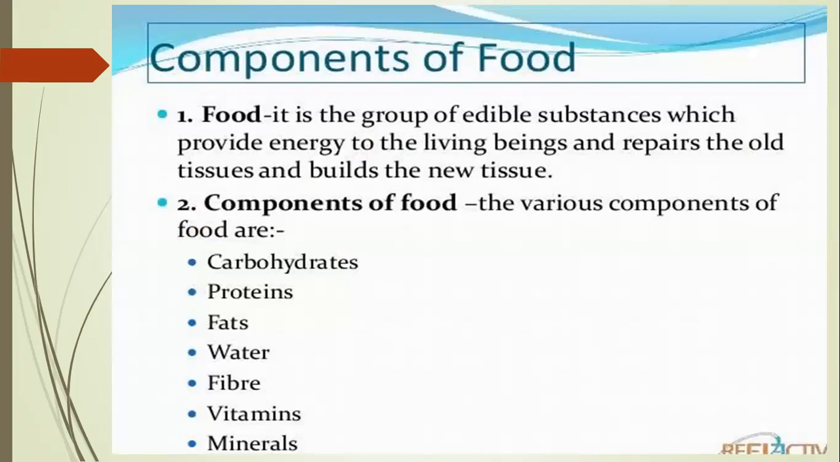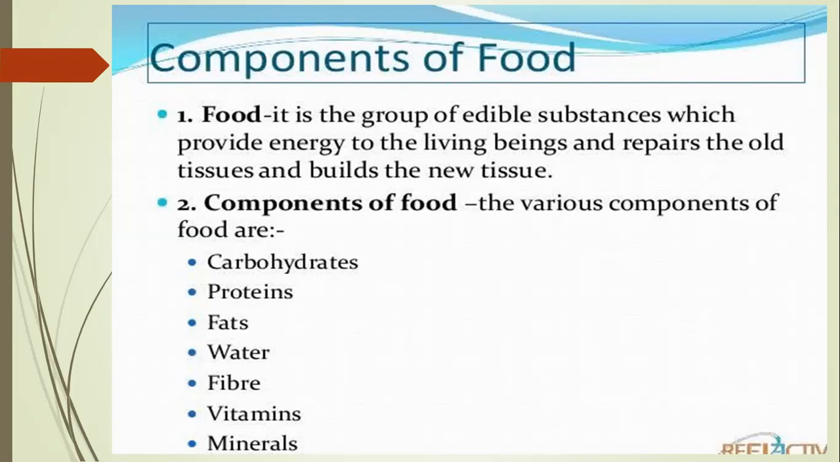Again, I am going to discuss food. It is a group of edible substances which provides energy to all living beings, repairs old tissues and builds new tissues. So children, if you have got hurt somewhere, to heal that, what does your body need? You need the nutrients which build new tissues in your body. We'll see one by one all the different components of food which are needed by our body.